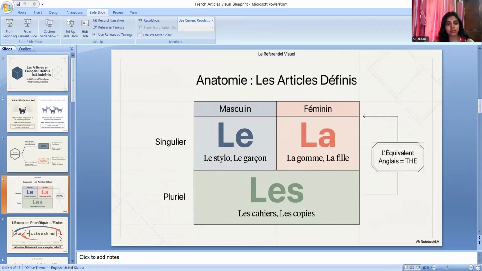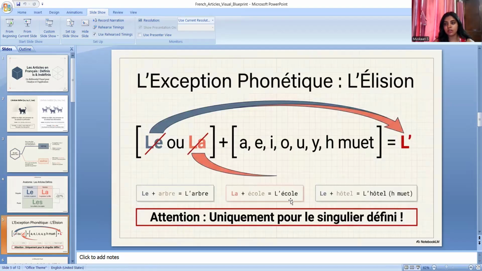And now there's one for vowels. You know what vowels are: A, E, I, O, U. But in French, there is also Y, which is a vowel, and the silent H is also considered as a vowel. So we will be taking it as a vowel. And for all these, we will be using L apostrophe. If it is masculine or feminine, it doesn't matter. You will be using L apostrophe.